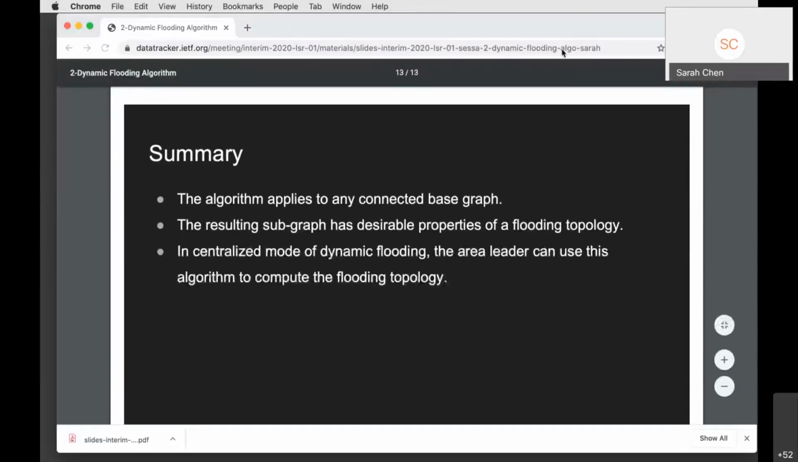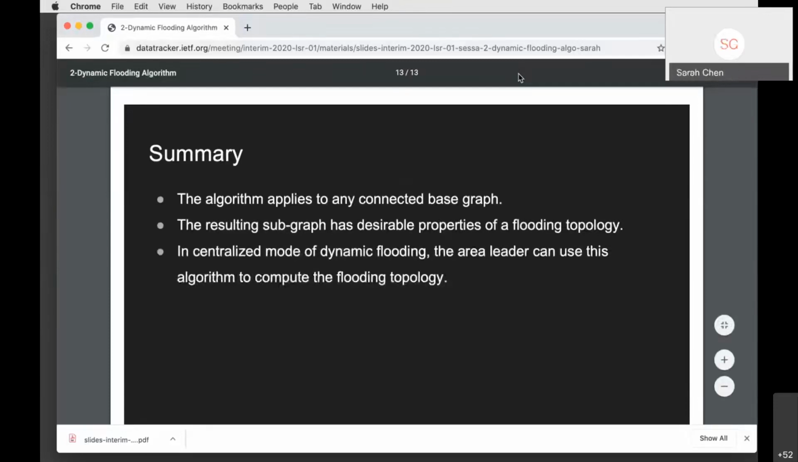Okay, thank you, Sarah. Is there anybody that has any questions? I don't see any. Oh, Ju Song, you're up. Hi, Sarah. Thank you for your presentation. I'm wondering whether this algorithm is only for single link failure, or it can work when many link failures happen together.